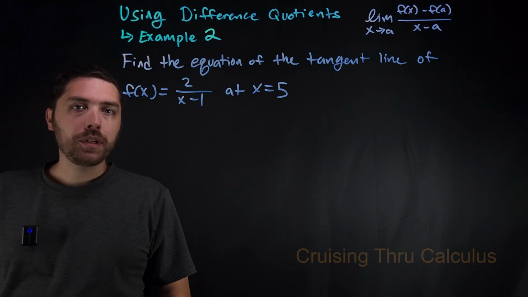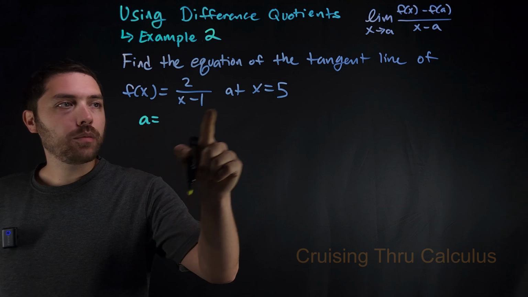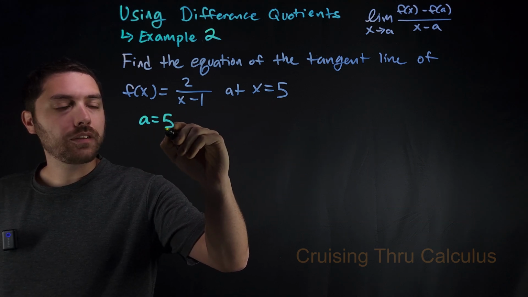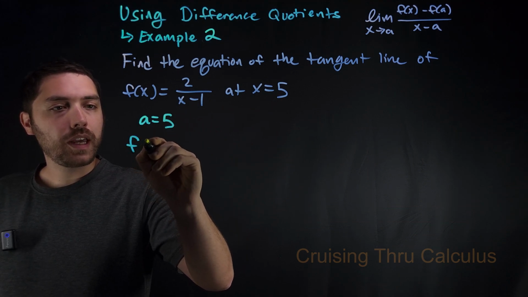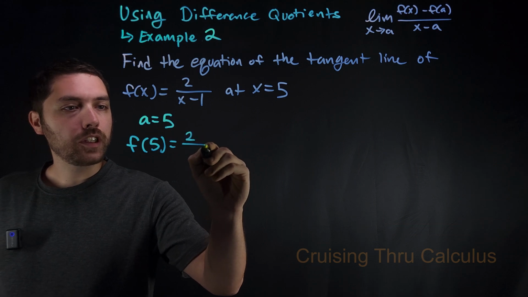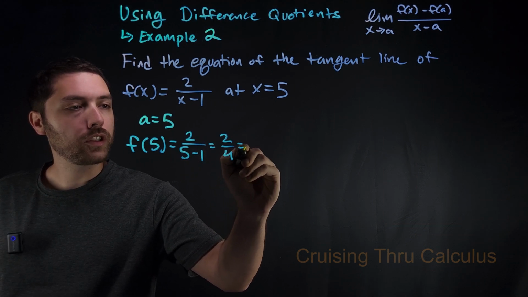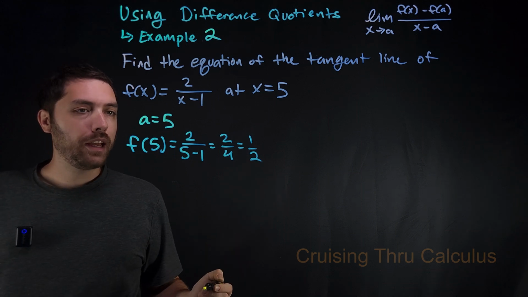Just like last time, I'm going to figure out what a is equal to and f of a is equal to. A is the number we're approaching. In this case, that is 5. So f of a means I need to plug 5 into our function here. So that's going to be 2 over 5 minus 1, which is 2 over 4, which is, of course, 1/2.